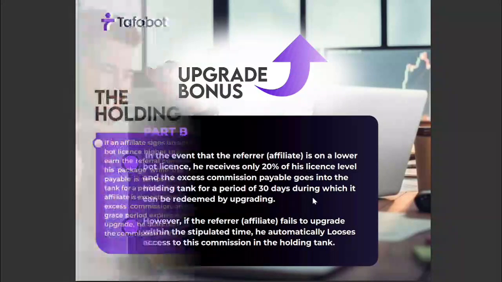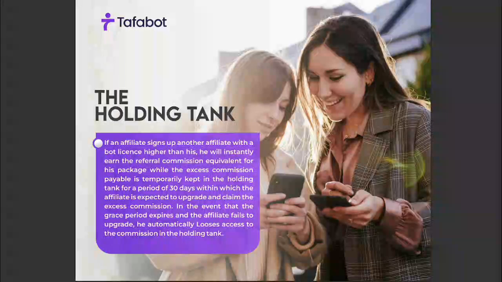I hope this is clear. Now, this is the holding tank. If an affiliate signs up another affiliate with a bot license higher than his, he will instantly earn the referral commission equivalent for his package, while the excess commission payable is temporarily kept in the holding tank for a period of 30 days, within which the affiliate is expected to upgrade and claim the excess commission.